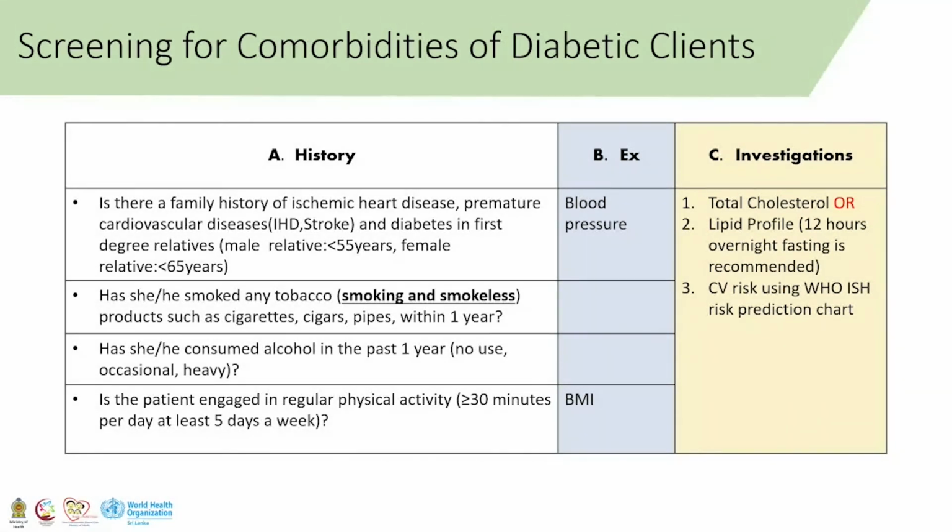Has she or he consumed alcohol in the past year? Is the patient engaged in regular physical activity equal to or greater than 30 minutes per day, at least 5 days a week? On examination, we focus on examining the blood pressure for the first group and BMI for the last group. We check the total cholesterol or lipid profile after 12 hours overnight fasting and assess the cardiovascular risk using the WHO ISH risk prediction chart.